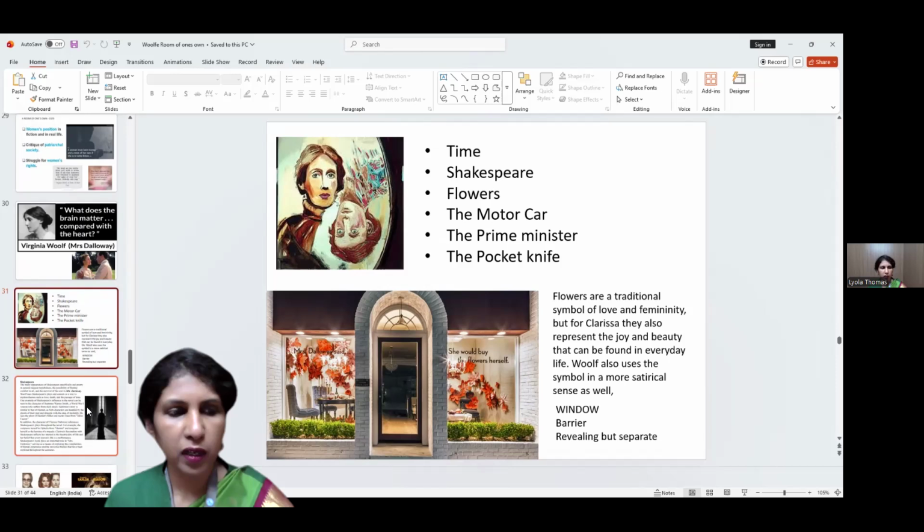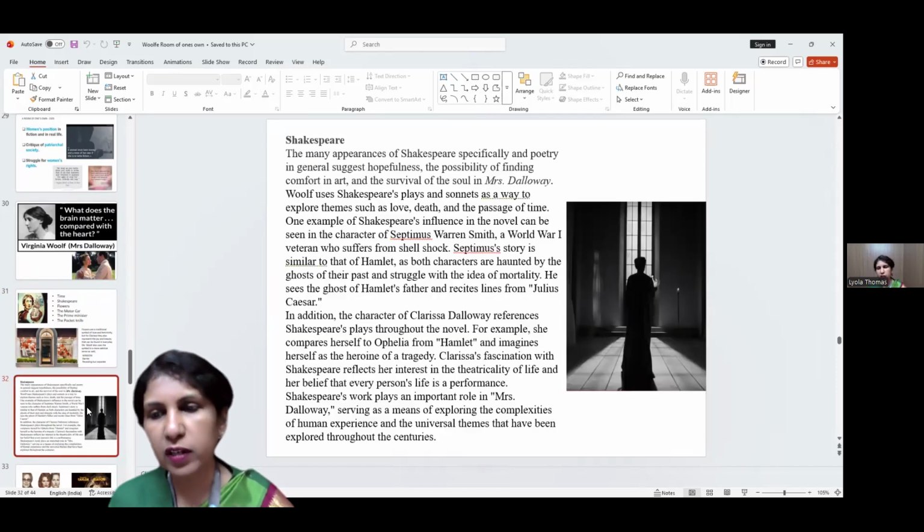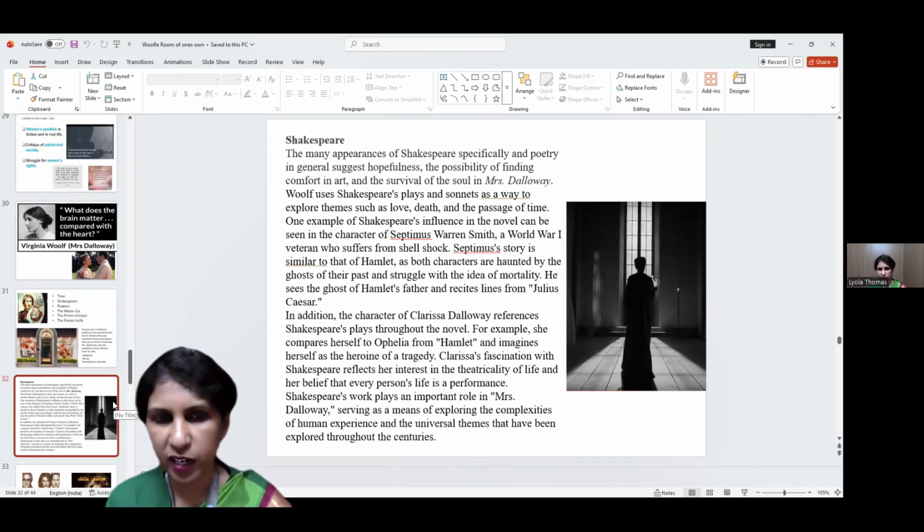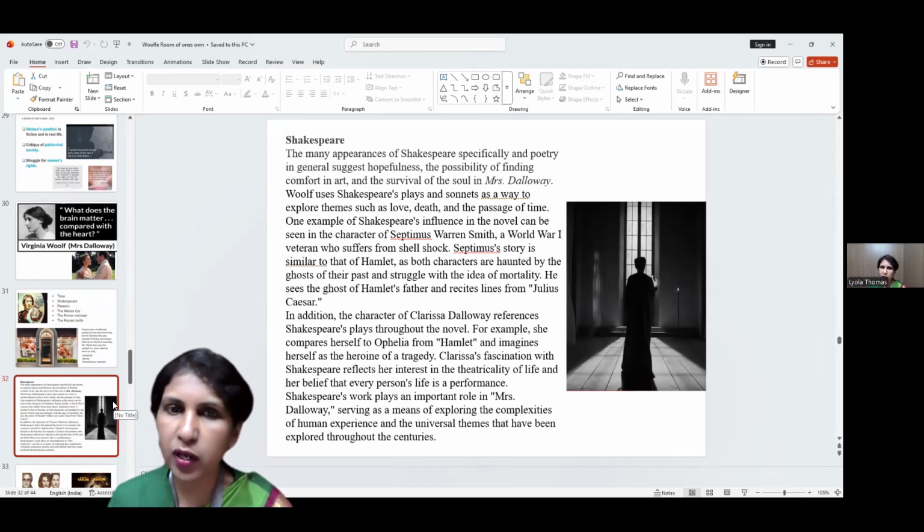And many of us might be aware that Shakespeare played a huge role in Virginia Woolf's writing. Many appearances of Shakespeare we find, especially in poetry. She uses Shakespeare's plays and sonnets as a way to explore themes such as love, death, and the passage of time.